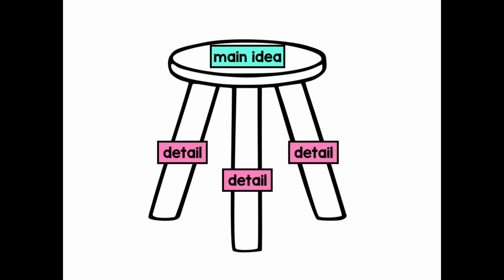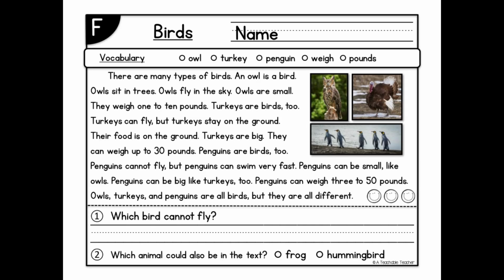So let's look at a couple of examples. So here's a text, and the title is Birds. So first of all, I'm just going to read this text, and then we can look and try to identify the main idea and the details.